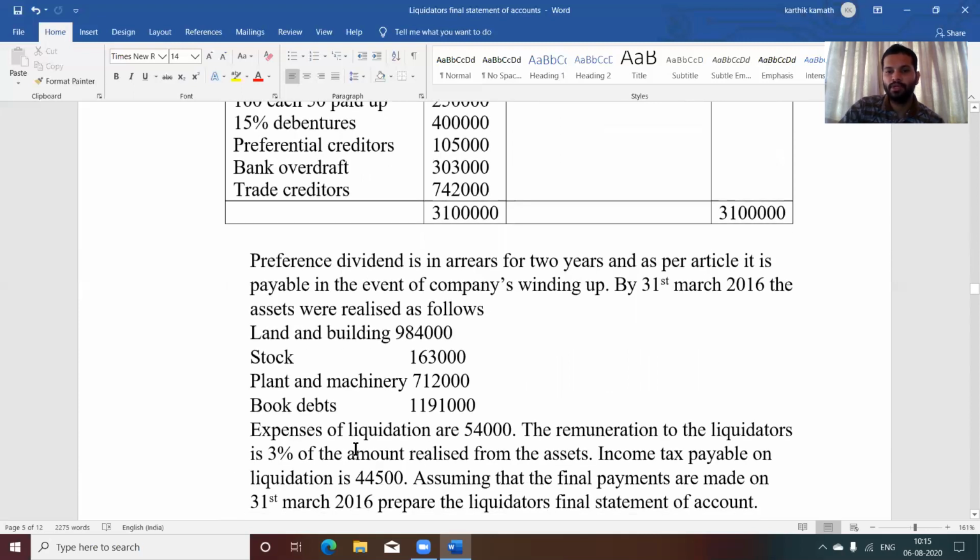The remuneration to the liquidator is 3% on the amount realized from the assets, and income tax payable on liquidation is 44,500. So income tax payable, whether it is preferential creditor or unsecured creditor, tax must be paid before making any kind of payment. So it is a preferential creditor, assuming that the final payments are made on 31st March 2016. Prepare liquidator's final statement of account.